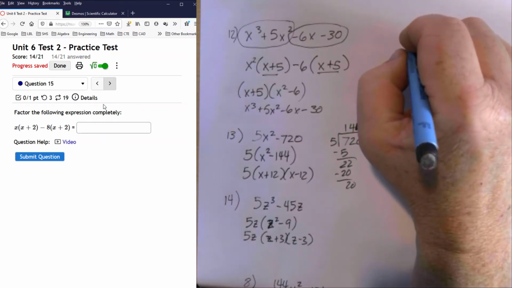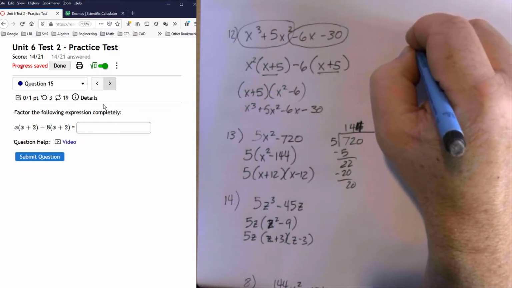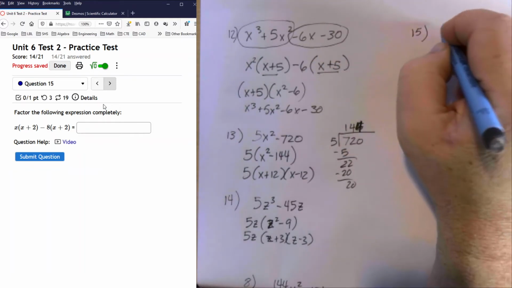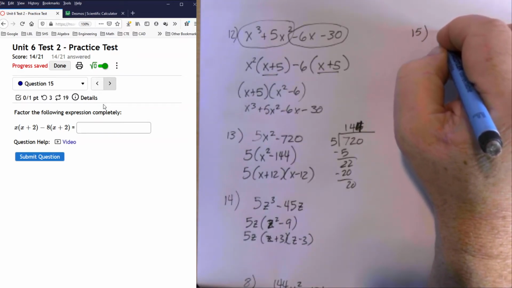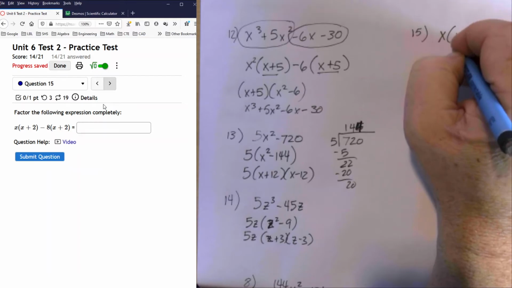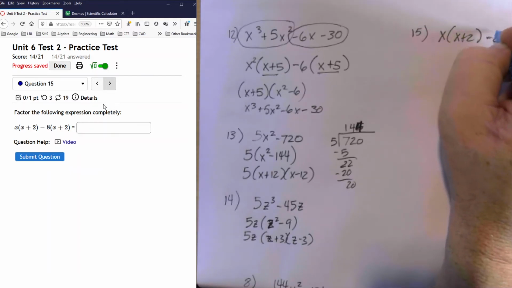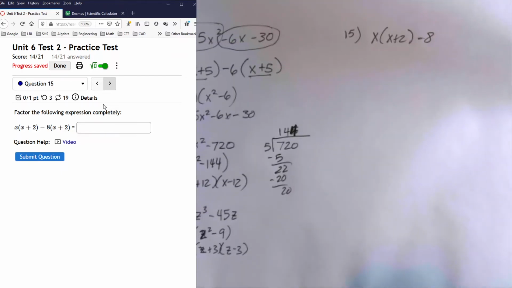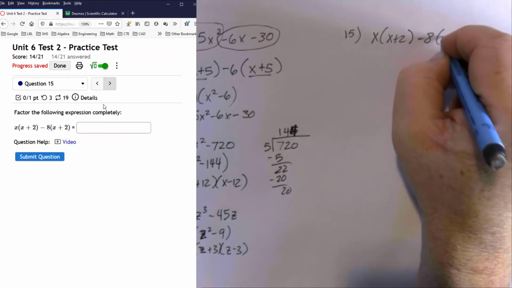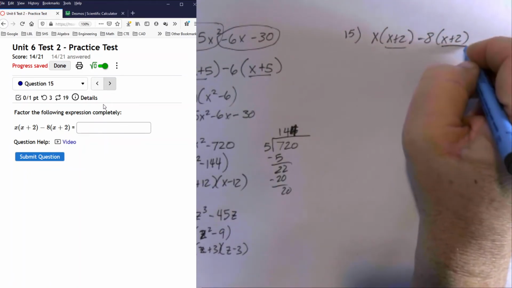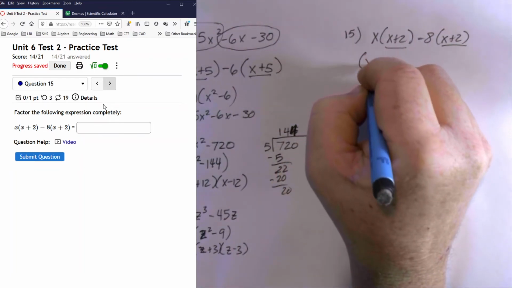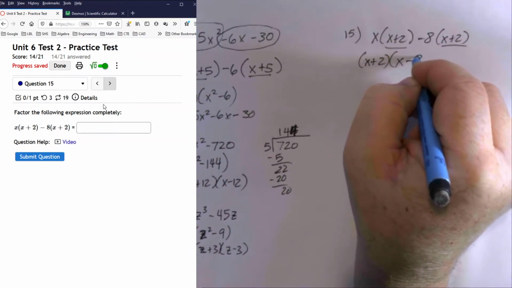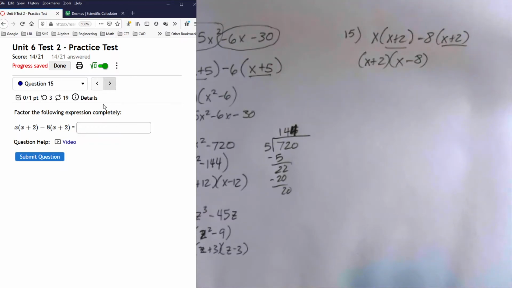We'll come over here. So number 15, they're asking us to factor this. This is similar to the one we did on number 12, where we're factoring by grouping. They've already done some of that factoring for us. So we've got x times x plus 2 minus 8 times x plus 2. And so again, I see that common factor there of x plus 2. So if I factor that out, x plus 2, then I have x plus 2 times x, and x plus 2 times negative 8. So there's my factorization of that.